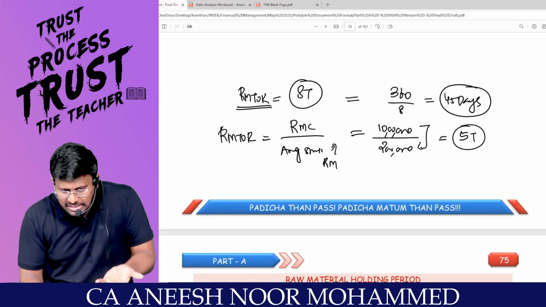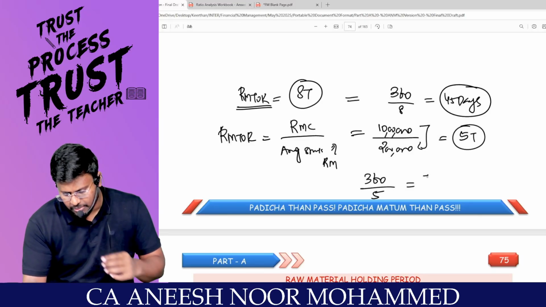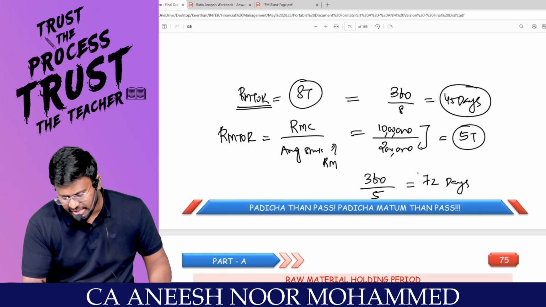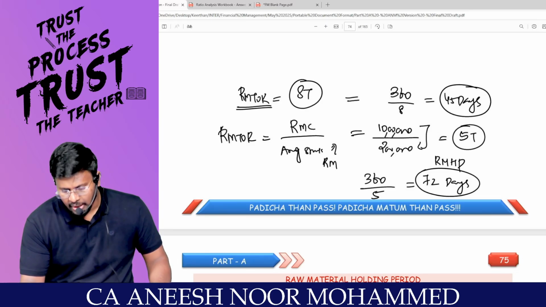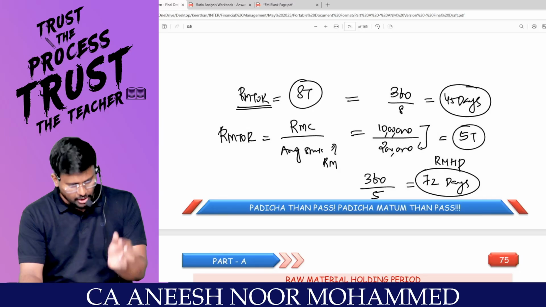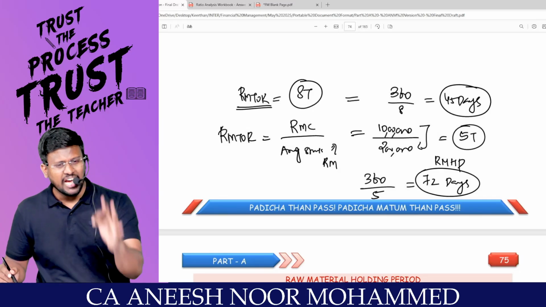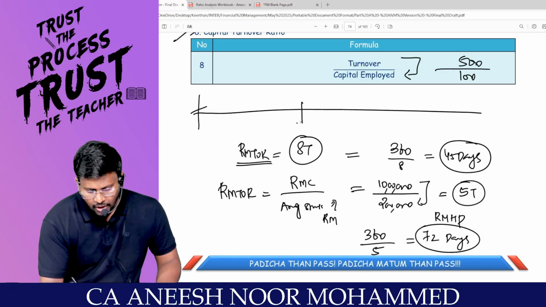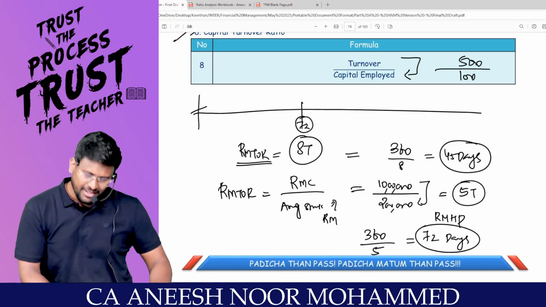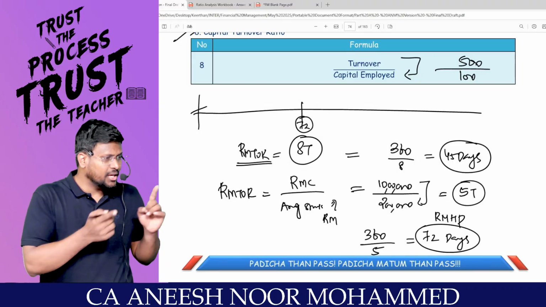This means, my dear lovable students, 360 divided by 5 comes to 72 days is the raw material holding period. That means if I purchase raw material today, I will keep the raw material in the stores. In the stores, it will be there for 72 days. So, starting from the 1st of April, first, once it is over 72 days, we will issue to the factory.